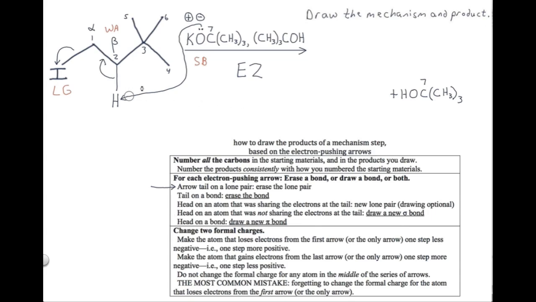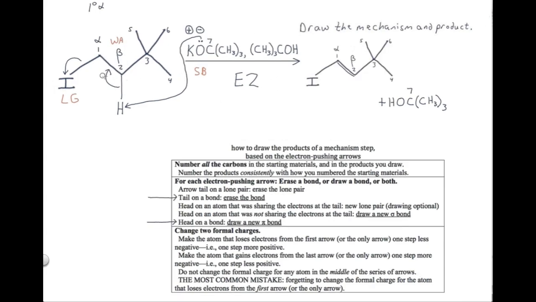Now we're ready to work on this arrow. Does this arrow tell us to erase a bond, draw a bond, or both? Well, this is an arrow that tells us both to erase a bond and to draw a bond. This arrow tells us to erase the bond between carbon 2 and the hydrogen, and we already did that by moving the hydrogen onto this oxygen. And the arrow also tells us to draw a new pi bond between carbon 1 and carbon 2. This arrow told us to draw a new pi bond between carbon 1 and carbon 2.